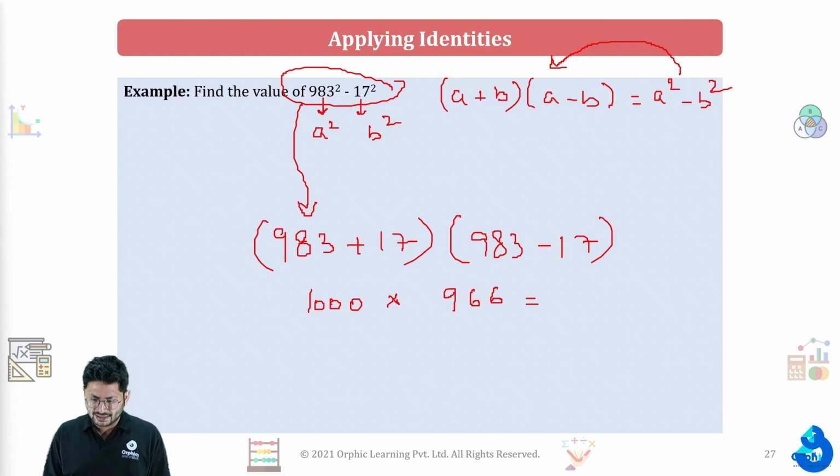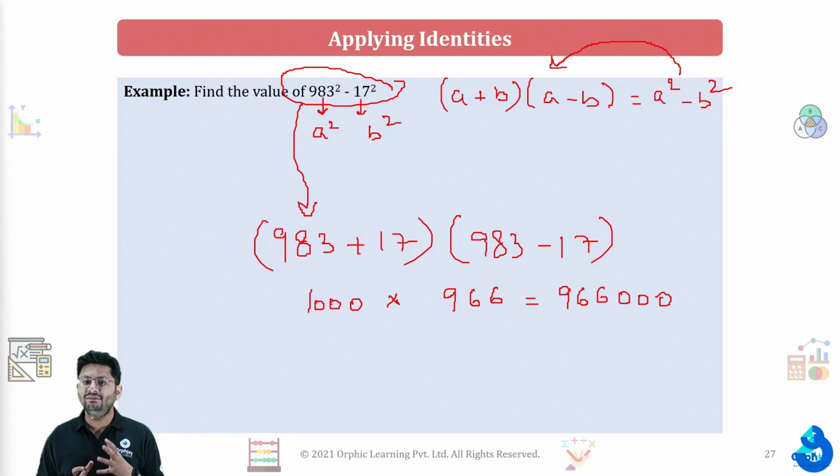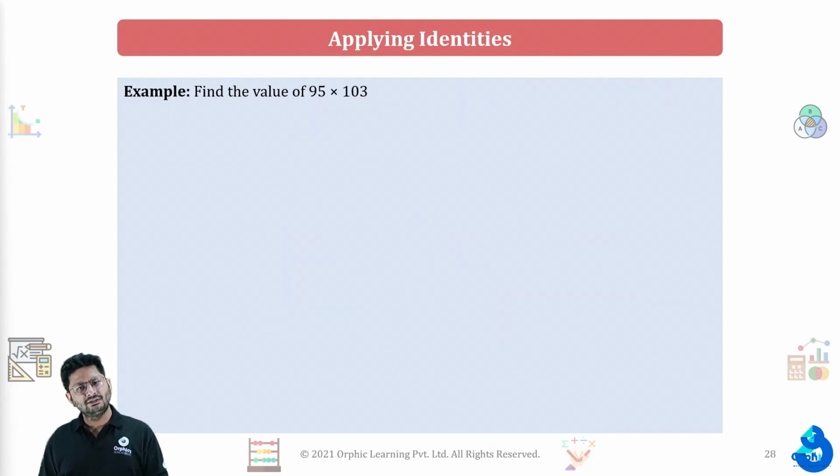Okay, so 983 plus 17 is equal to 1000. And 983 minus 17 is equal to 966. So this is equal to 966,000. So that's how, using the identity, we are able to solve the question without doing any hefty calculation. So another question in which we'll use the third identity. So in this, we can see that 95 into 103, quite a difficult problem, right?